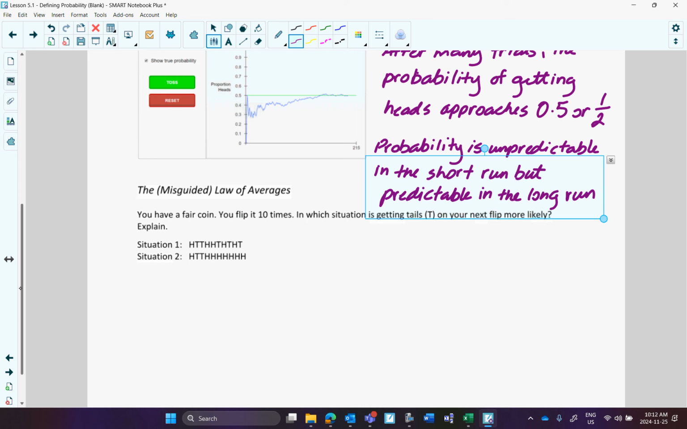If you flip a coin and you get 5 heads in a row, there is no such thing as saying, well, because I got 5 heads in a row, it's got to be tails the next time. No. The probability of getting heads or tails is still 1/2 the next time. It doesn't change.